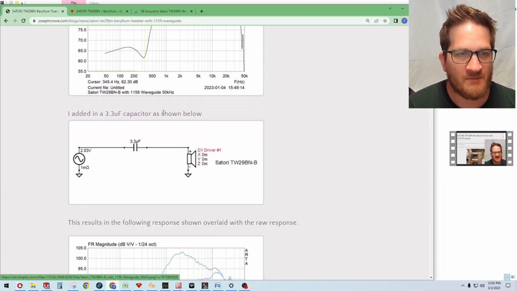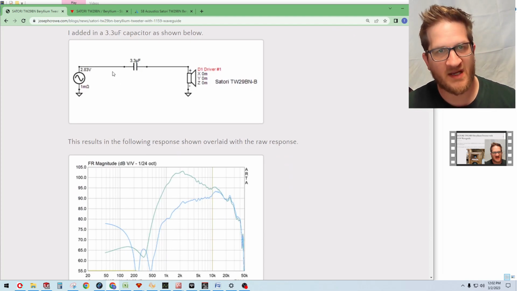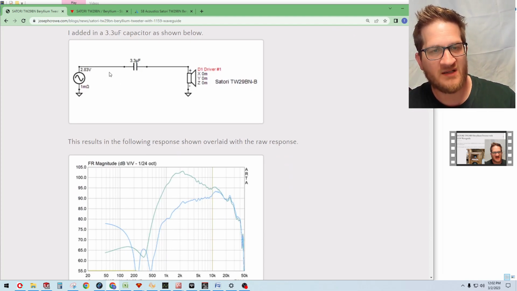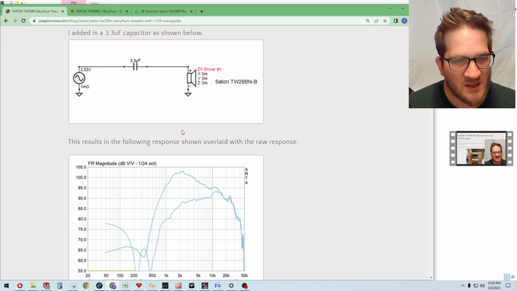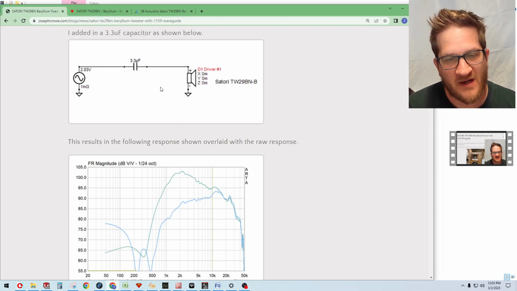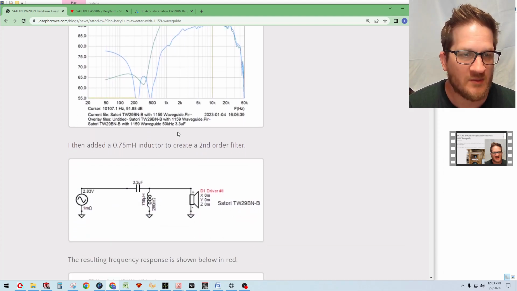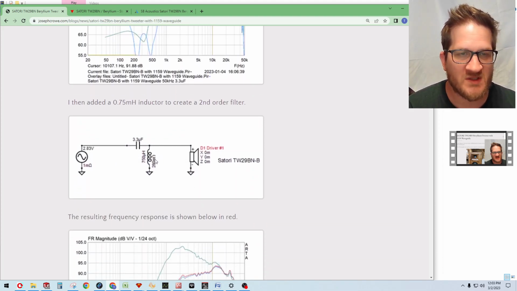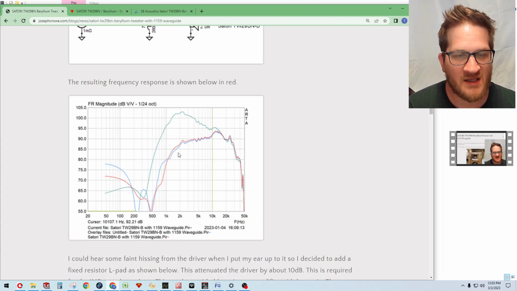So moving on to the passive crossover, I just wanted to go through almost like a narrative how I developed the crossover for this. So we can see the effect of the various components as we add them in. So we have a 3.3 microfarad capacitor. You can see the effect of that with the blue response. Moving on to changing it to a two-way with the addition of the 0.75 millihenry inductor, you can see here that it steepens the slope in the high pass with the red curve.